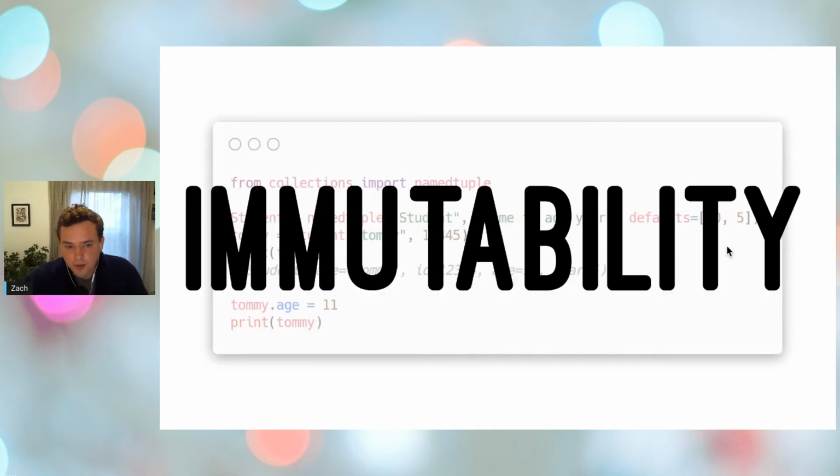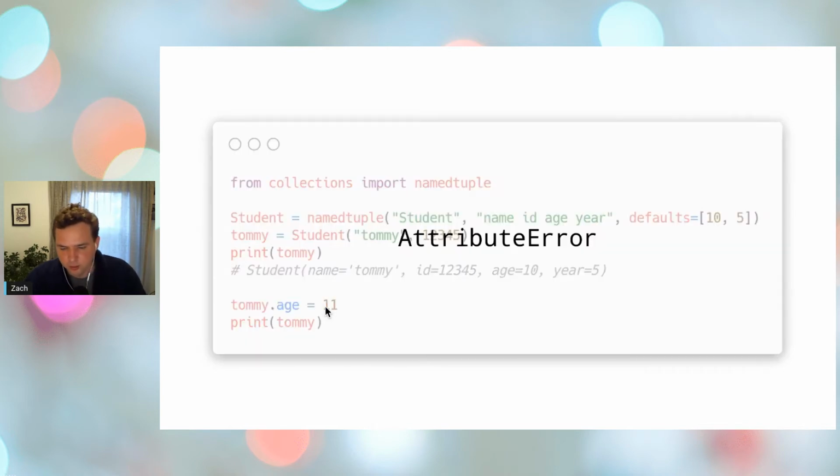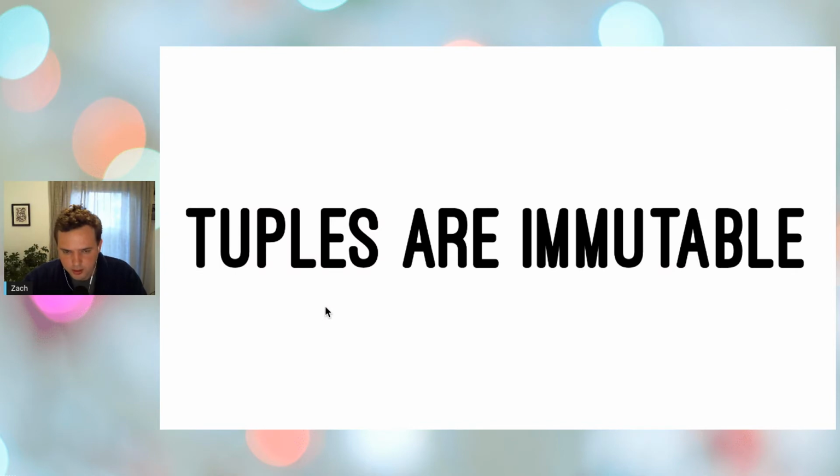And finally, the named tuple, just like the tuple, is still immutable. So I can access the Tommy age attribute. But if I want to say, okay, well, Tommy.age, rather than being 10, I'm going to make it be 11, that's going to throw me an attribute error. And the reason is, again, tuples are immutable. They're actually immutable at the C level of implementation.